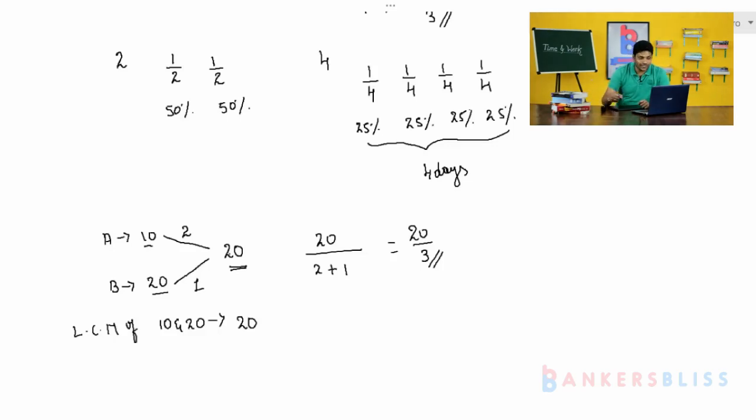Next, 20 divided by 2 plus 1. See, 20 toys altogether you have to do. Then A is doing 2 toys per day and B is doing 1 toy per day. So 2 plus 1 is equal to 3. So the answer is 20 divided by 3. This is the methodology we are going to follow to calculate any type of problem. This is the best methodology where we can save a lot of time instead of converting everything into fractions.